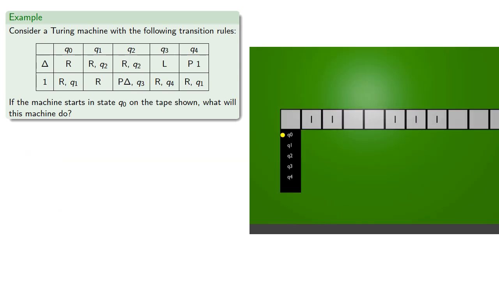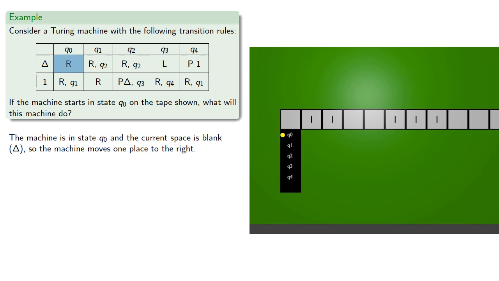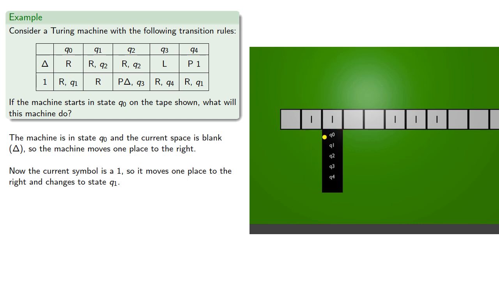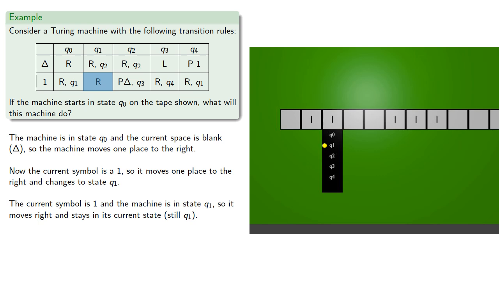So let's consider a Turing machine that has a little bit more complexity in its behavior. If the machine starts in state Q0 on the tape shown, what will the machine do? Note that the machine is in state Q0 and the current space is blank, so the machine moves 1 place to the right. Now the current symbol is a 1, so it moves 1 place to the right and changes to state Q1. The current symbol is now 1. The machine is in state Q1, so it moves right, but stays in its current state, still Q1.